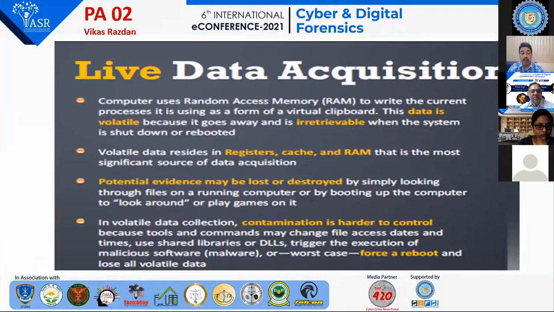As already said, live data is stored in the RAM, in the registries and cache memory, and if the computer is turned off by mistake, we can lose all access to the live data that's there in the RAM. And then the same cannot be produced in the court of law, and we cannot prove whether what the victim has done is against the law or in favor of him. Next slide, please.